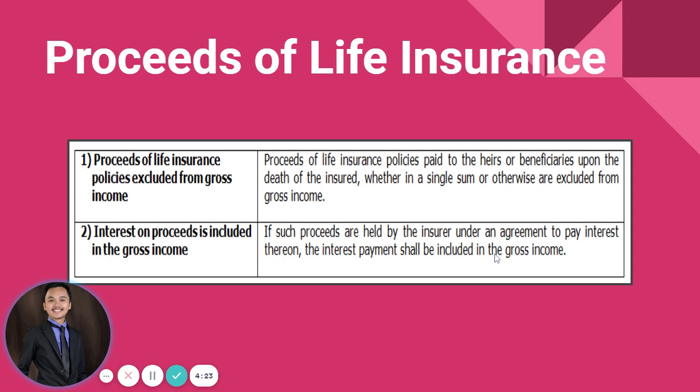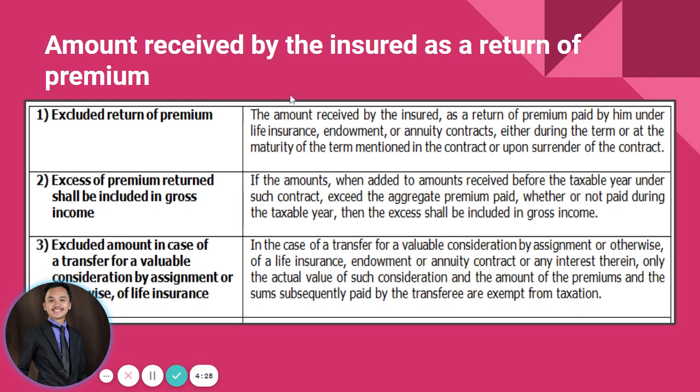Another is the amount received by the insured as a return of premium. This time, there is still an insurance, but there is a return of premium, meaning the taxpayer or the insured is paying premium for that insurance. What is excluded is the return of premium. For example, the amount received by the insured as a return of premium paid by him under life insurance, endowment, or annuity contracts, either during the term or at the maturity of the term mentioned in the contract or upon surrender of the contract. That is excluded, meaning the total amount paid as a premium by the insured will be exempted.